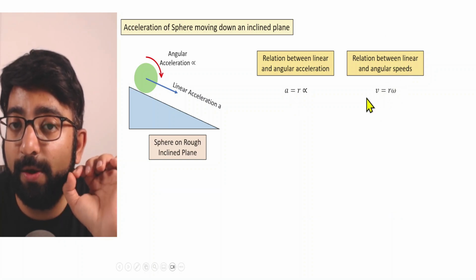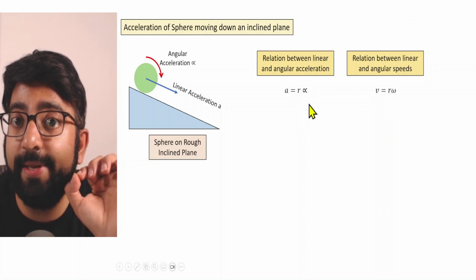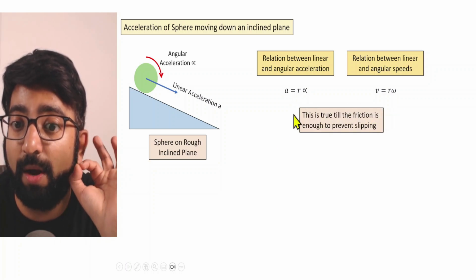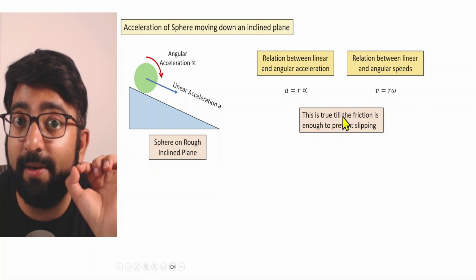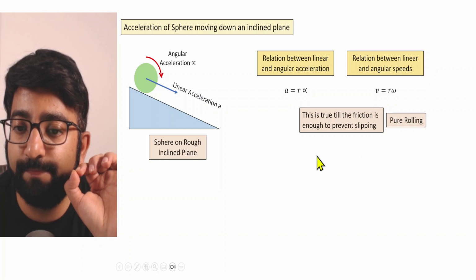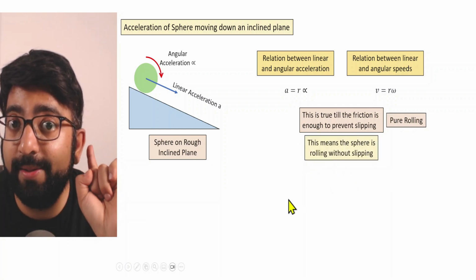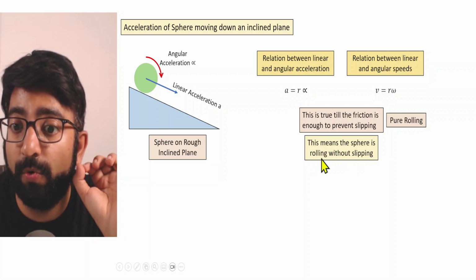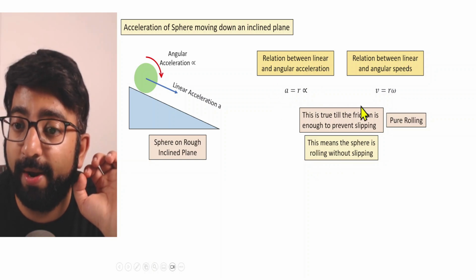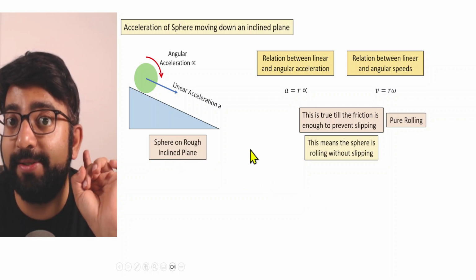But before we apply any of these expressions, it is important for us to remember both of these expressions are only valid under a certain assumption. And that assumption is these expressions are true till the time friction is enough to prevent slipping. So that means the sphere is doing pure rolling, or in other words, the sphere is rolling without slipping. And that is why in the exam questions, whenever you see this term rolling without slipping, only then we can use these expressions a is equal to r alpha and v is equal to r omega. Please note the inclined plane is rough, which means it is having friction.